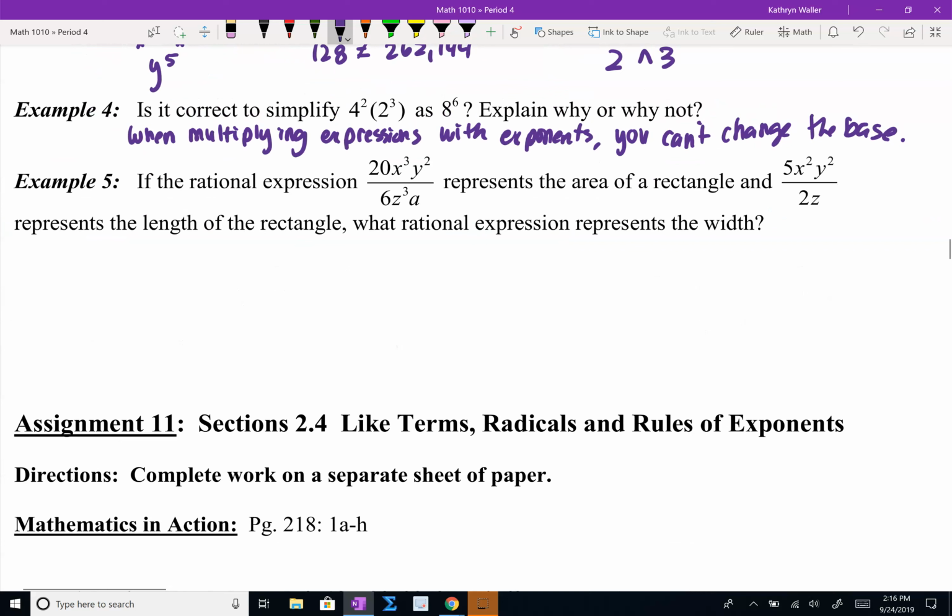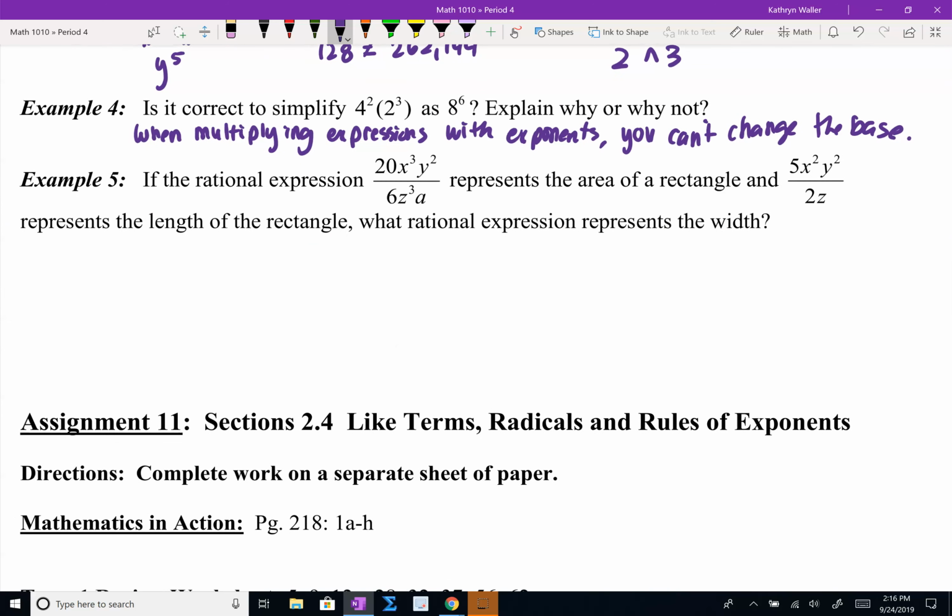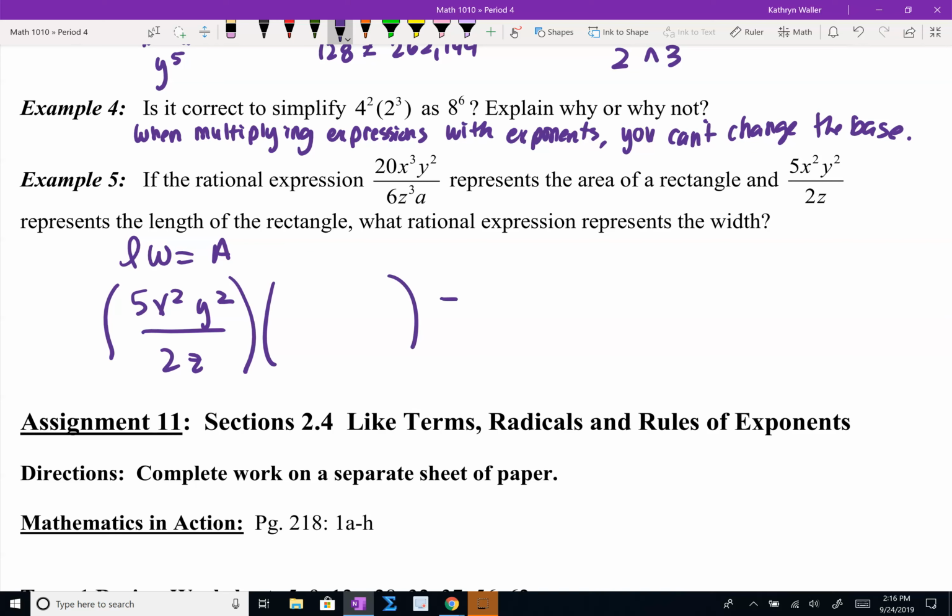Okay, last problem. In the rational expression, that is the area and that's the length. Everybody write, length times width is equal to area. This is an easy question. They told me that the length was 5x to the second, y to the second over 2z, and I'm multiplying it by some width. That's what they want to know, what's the width. And I'm getting the area, which is 20x to the third, y to the second over 6z to the third. So now all I have to do is figure out what to multiply by.